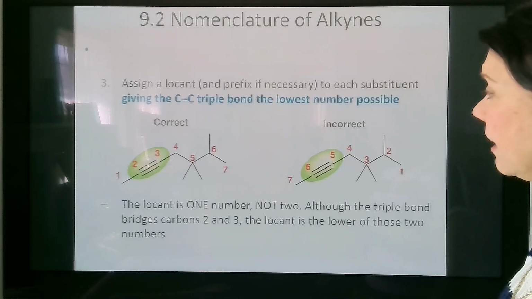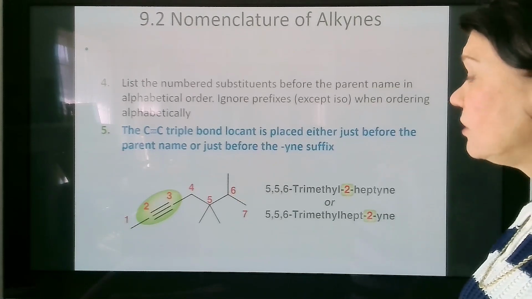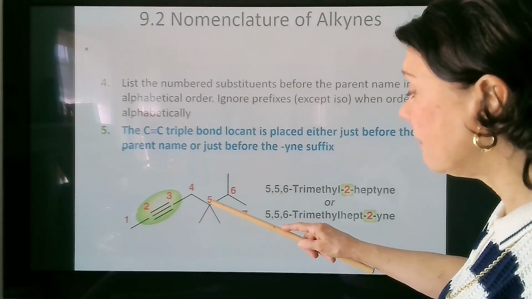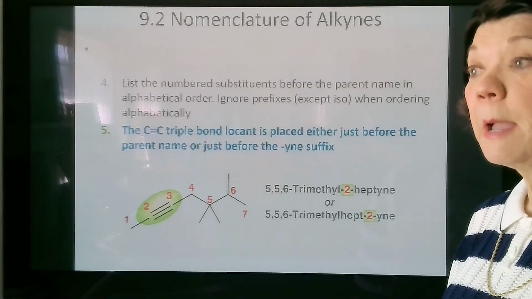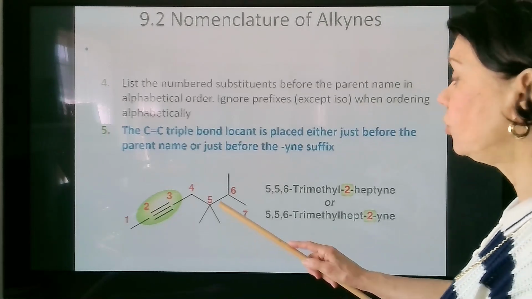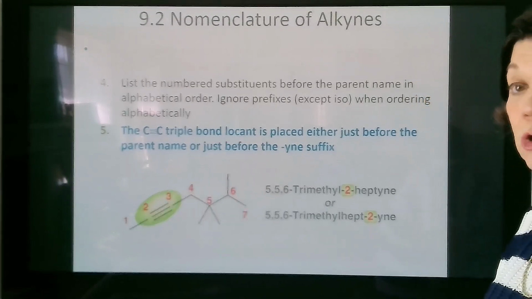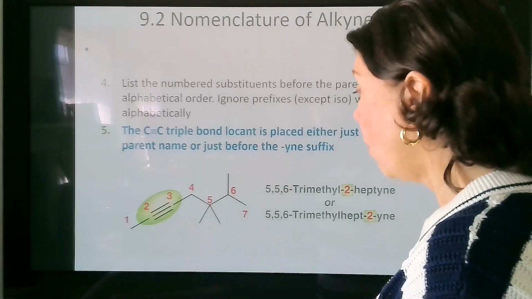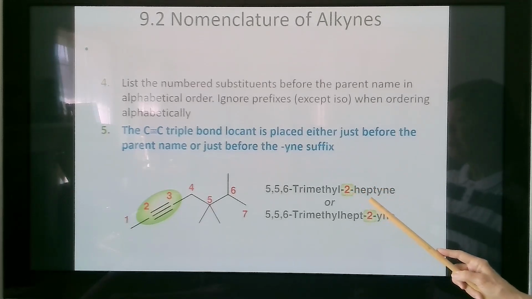And so let's see how this is named. So you list the numbered substituents. We have 2 methyls at 5 and another methyl at 6. So this is going to be a trimethyl, and its positions are 5, 5, 6. So 5,5,6-trimethyl-2-heptyne, or it can be 5,5,6-trimethylhept-2-yne. If you only have the 1 functionality, there will be no confusion here.